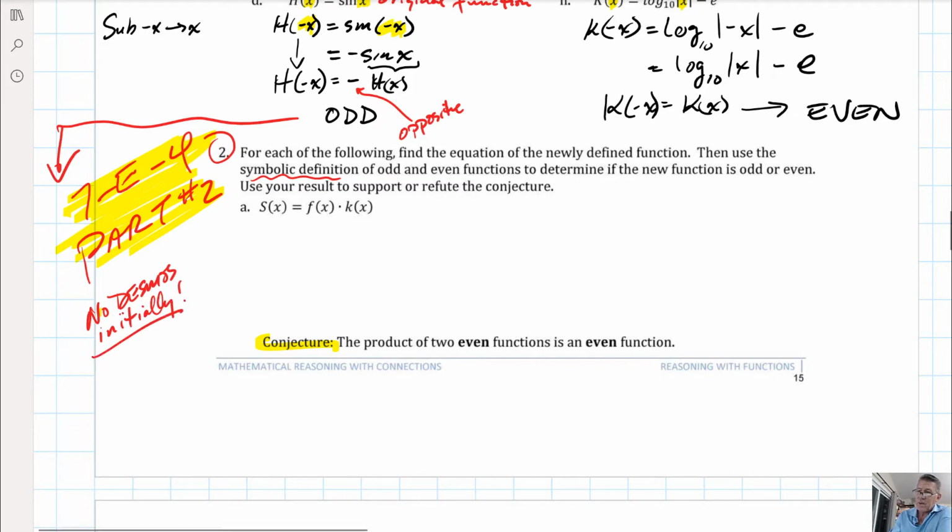Okay, so here we go. Let's write out the function first. We have to know what s of x looks like. So f times k. So s of x, they just call it a sum function, but it's actually a product function, is f times k.